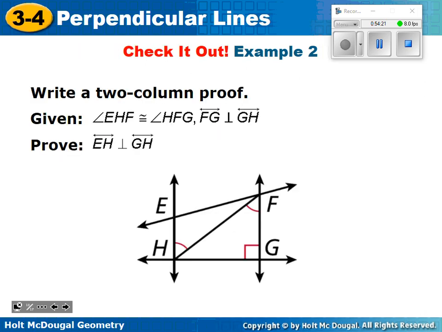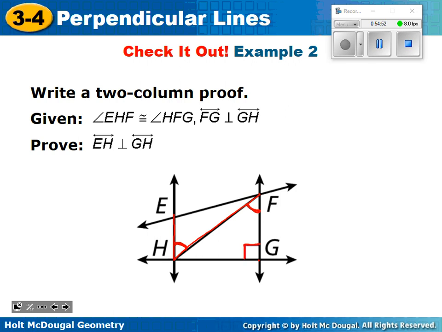So this picture is a little crazy. But again, first thing I would do is mark my picture and then start writing down my given. The given is already marked in the picture this time. They have EHF, so it is already marked, is congruent to HFG. It's already marked. And then they have that FG is perpendicular to GH. It's already marked with a right angle.